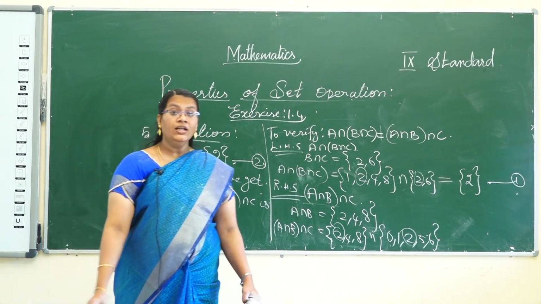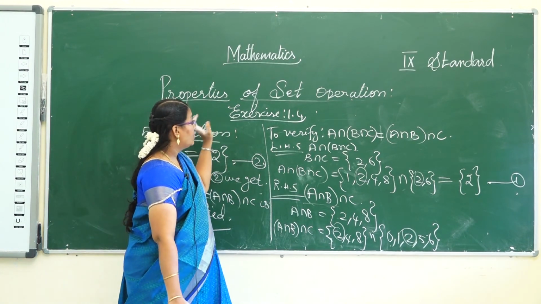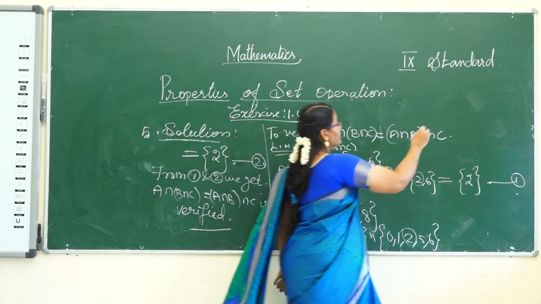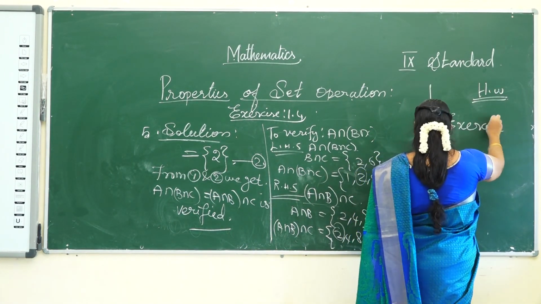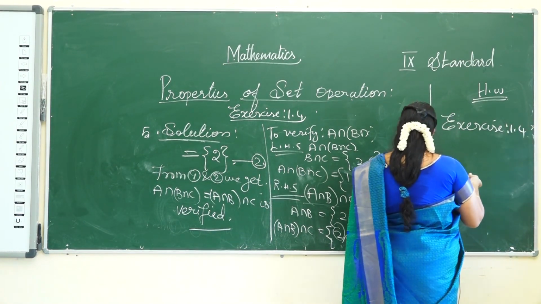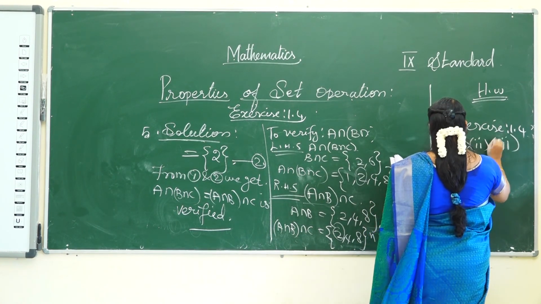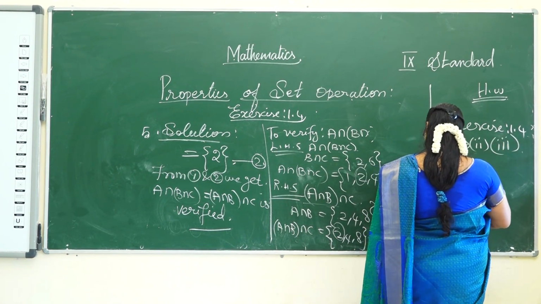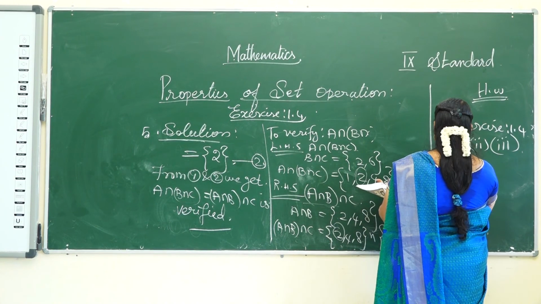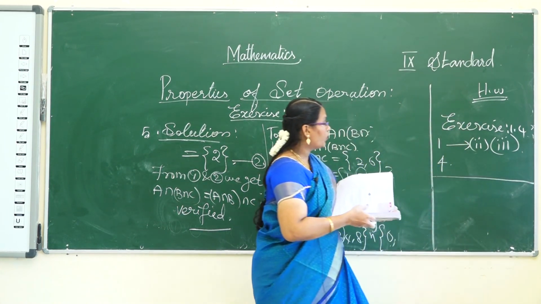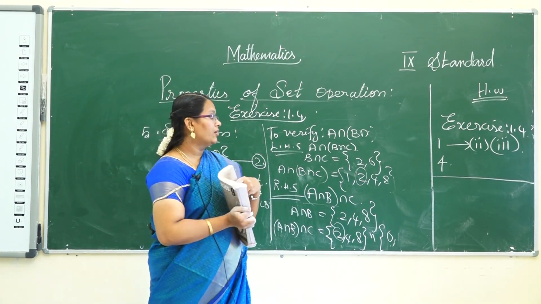I hope you all understand today's concepts, properties of set operations. Okay, so I will give some homework. See, exercise 1.4: first one, second and third problem, and the fourth problem. That's all. Okay, only 3 problems are given. Try to complete them. If you have any doubt, call me and I will explain. Okay, thank you students.